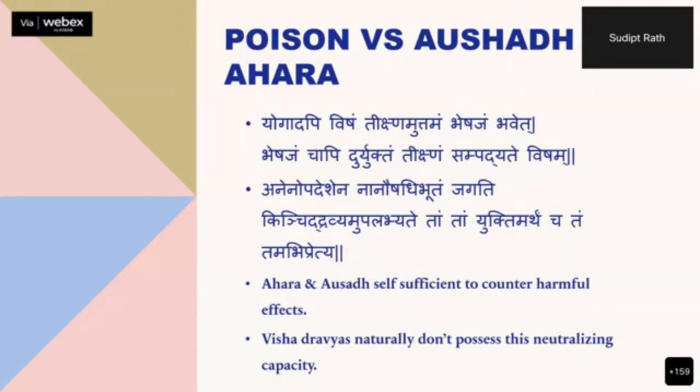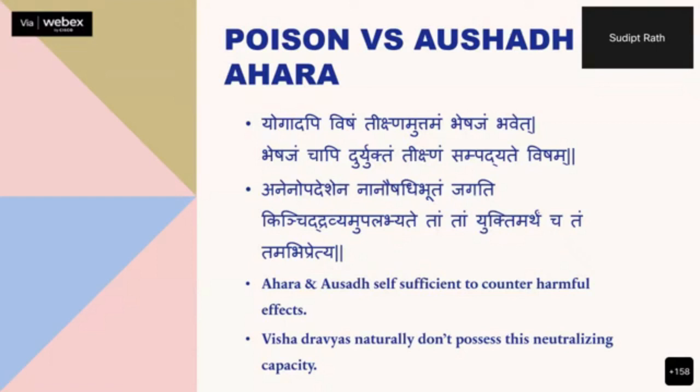This is one point that I think most people do not contemplate in the Ayurvedic fraternity. We have many things which are used as ahara, which are also used as aushad. Then there are certain things called vishadravyas, and they are also used as aushadhadravyas. So what is the difference between these three types of substances? Because Charak says: yogadapi visham tikshnam uttamam bhesham bhavet, bhesham chapi duryuktam tikshnam sampadyate visham.